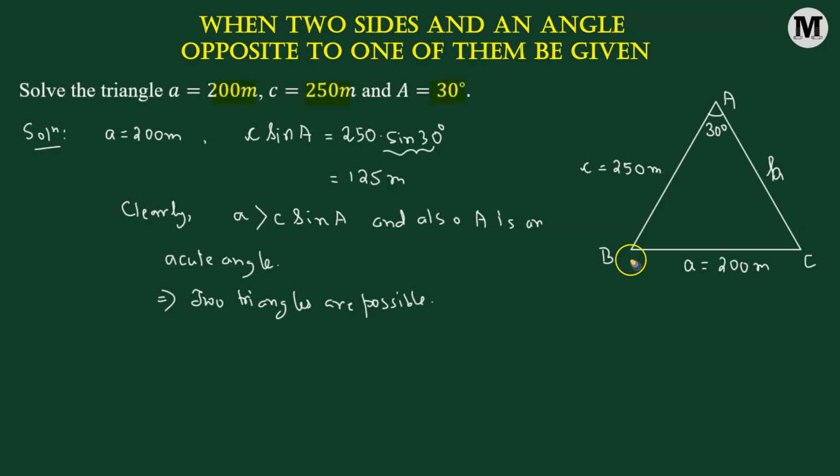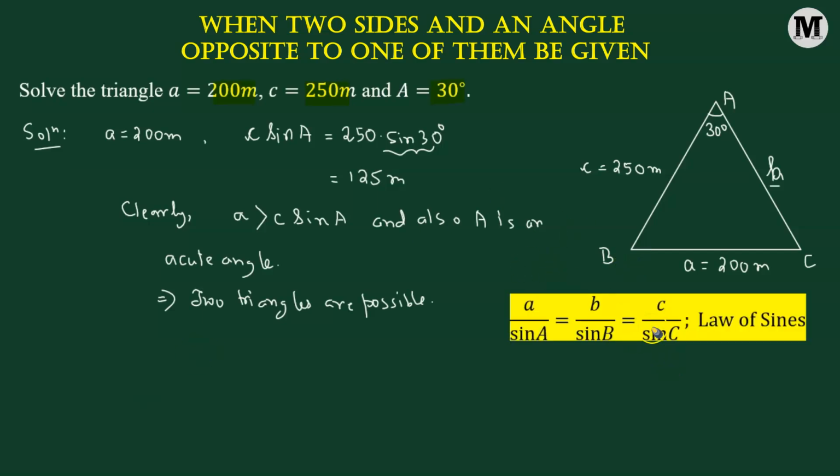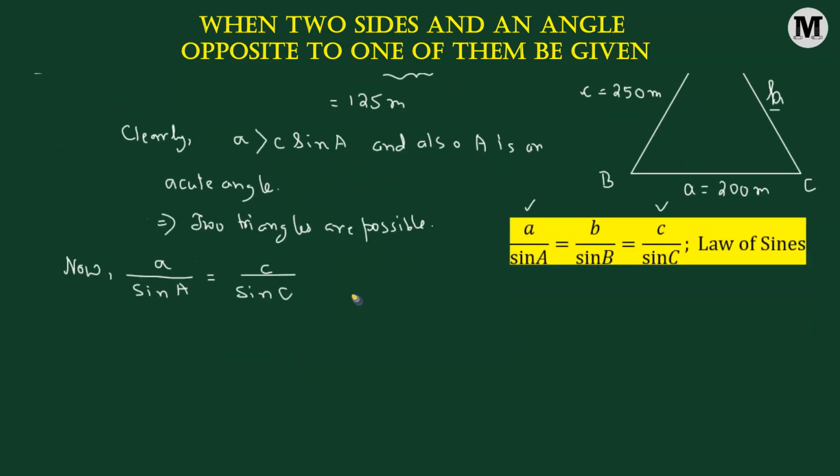Here we're going to take the help of the law of sines. In this law of sines, we take the first ratio and the third ratio and equate them to each other, since we have the lengths of sides a and c given to us. So we use a over sine of angle A, equated to c over sine of angle C. Let's use the values: a is 200 and c is 250. So we have 200 divided by sine of 30 degrees equals 250 meters divided by sine of angle C.